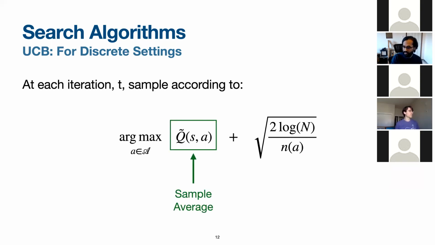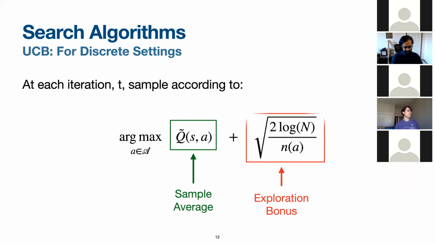The first term in this formula is the sampled average of Q values that we've observed by sampling actions. The second term is an exploration bonus that adds a value to the UCB value that increases with the number of times an action was not sampled and relative to the other actions. So this ensures that any action that was not sampled previously eventually will be sampled. And at each iteration, we select the action that has the highest UCB value.